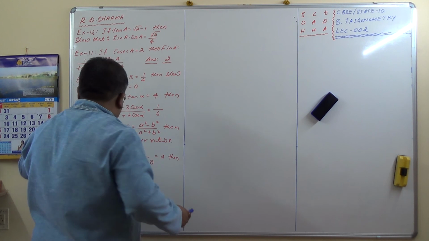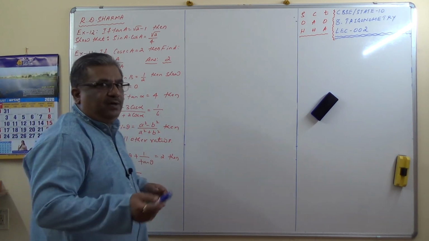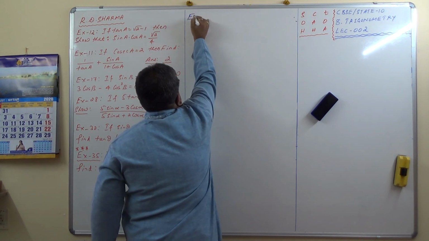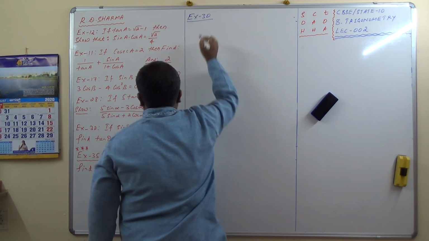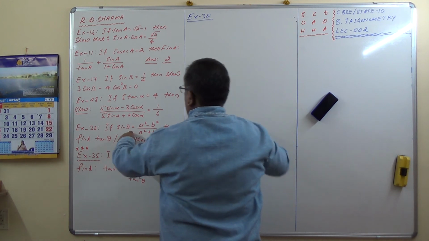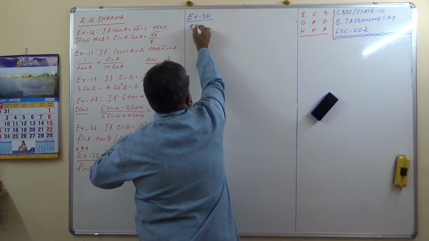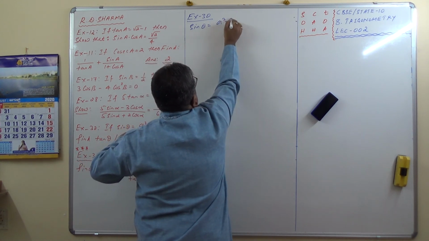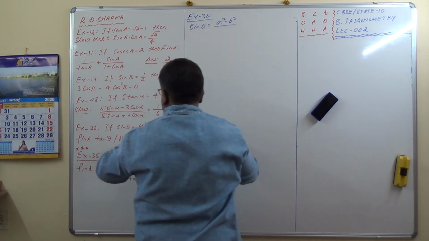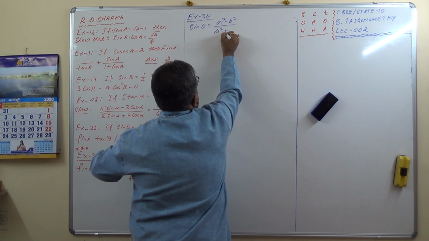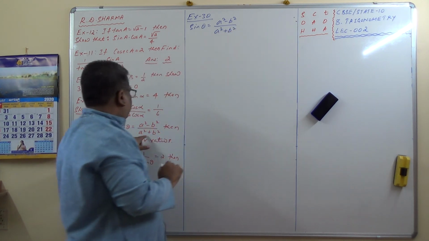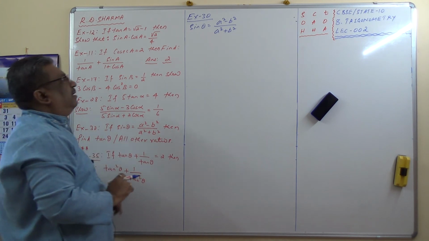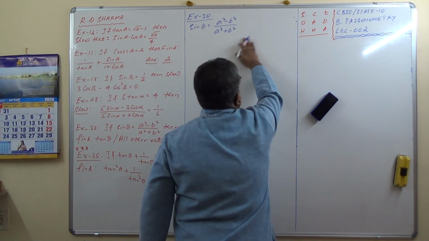There are 2 questions, 30 and 35, which are of level 2. Question 30: if sin theta equals a square minus b square divided by a square plus b square, then we need to find all other ratios. I'll find out only tan theta. Rest of all you please try to find out.